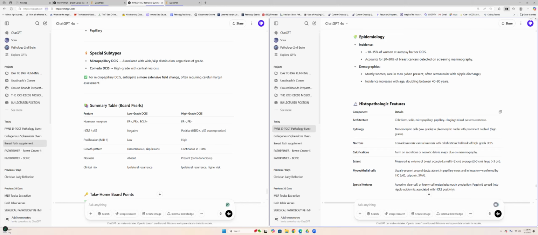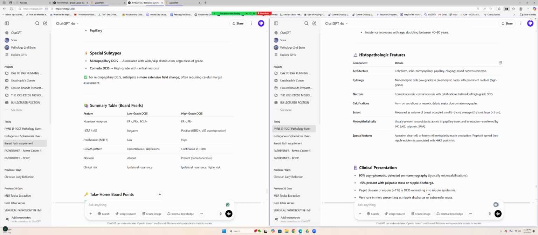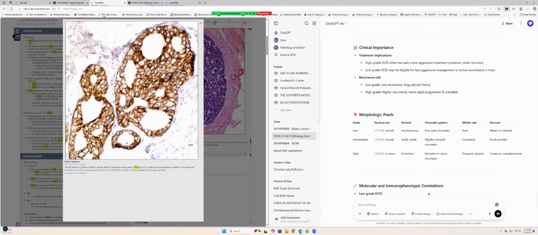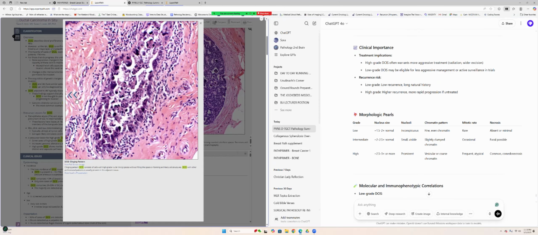Histopathologic features. Look at the architecture, the cytology, the necrosis, the calcification, the extent, myoepithelial cells, special features. Architecture: cribriform, solid, micropapillary, papillary, clinging, and mixed patterns are common. When you say clinging, what does it really mean? Clinging pattern consists of cells with hyperchromatic nuclei lining spaces without filling the space or forming architectural structures, just clinging to the wall and almost falling off. These cells with other architectural patterns are usually present in the adjacent tissue.